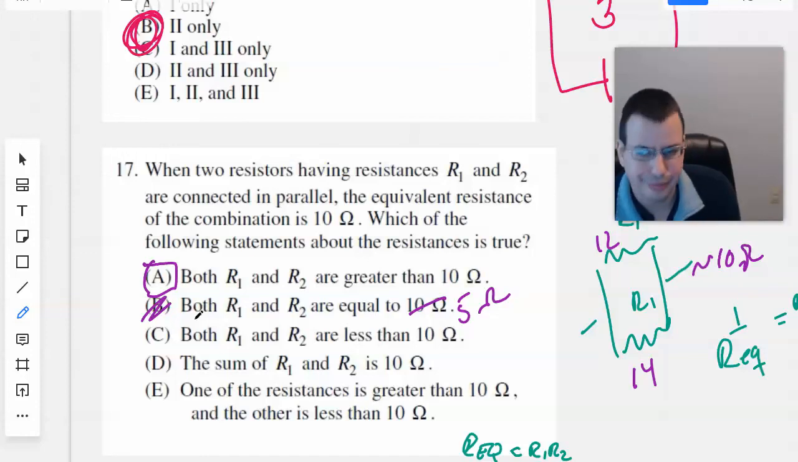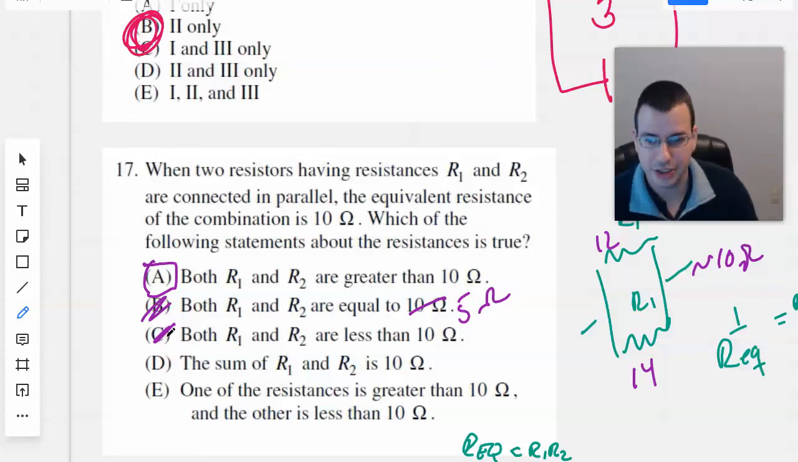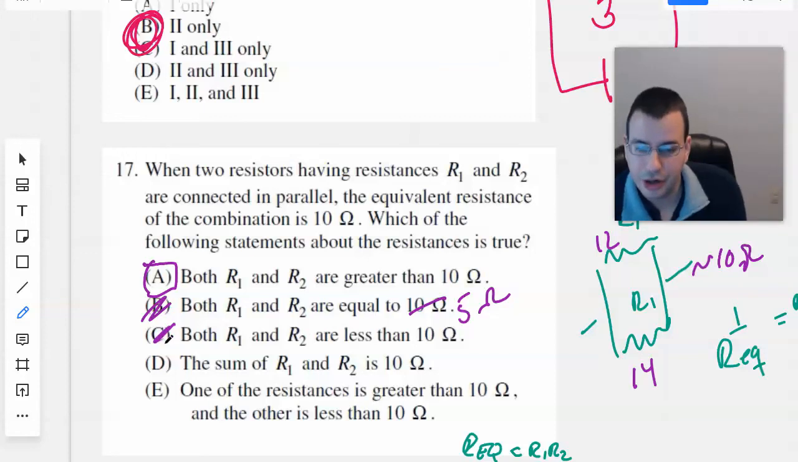Both are, no. If you have them in series, then their equivalent resistance will rise. The sum of R1 and R2 is 10. This is basically saying the same thing. It's talking about in series. One of the resistances, this is saying, well, we'll just average the resistors. That's not how parallel works.